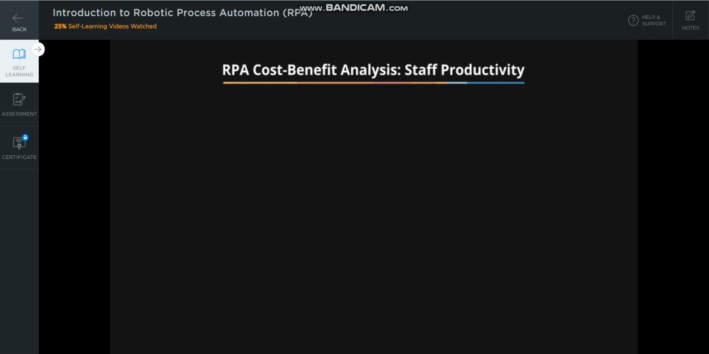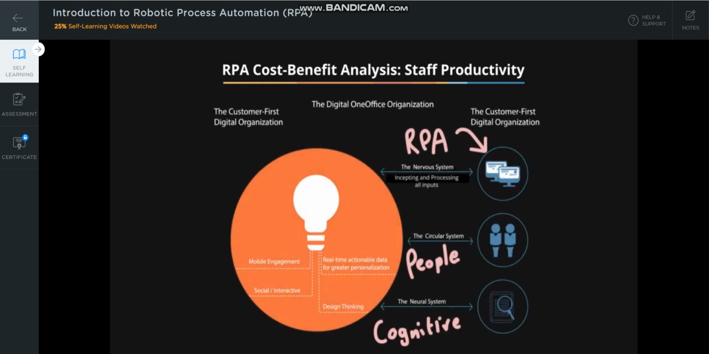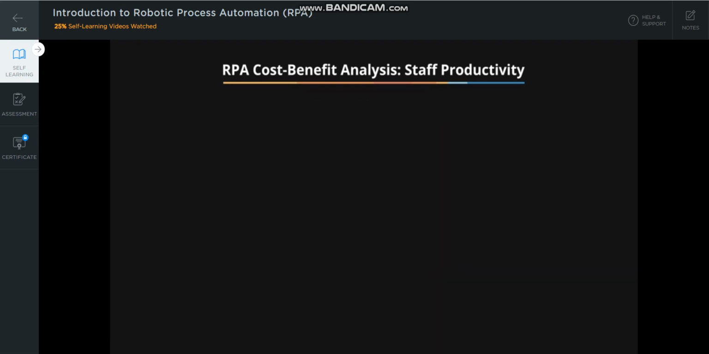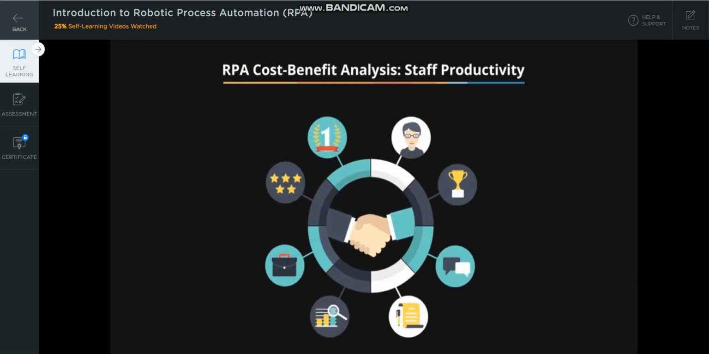RPA cost-benefit analysis. Staff productivity. RPA facilitates humans and robots to do just what they excel at. As RPA frees the employees from their mundane tasks, they can focus more on client and customer interaction, relationship management, and other such activities where humans naturally excel at. Having satisfied clients and customers only mean better business.